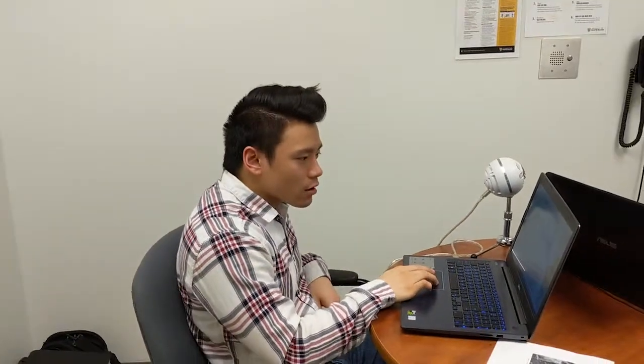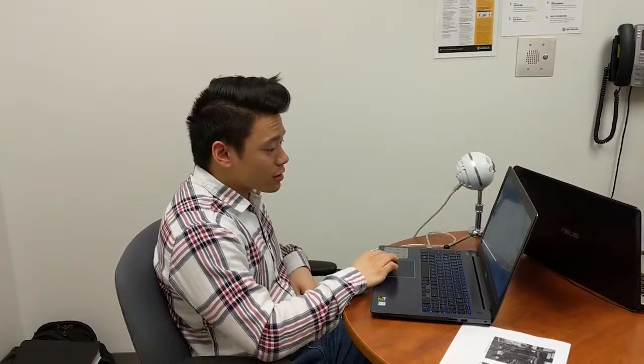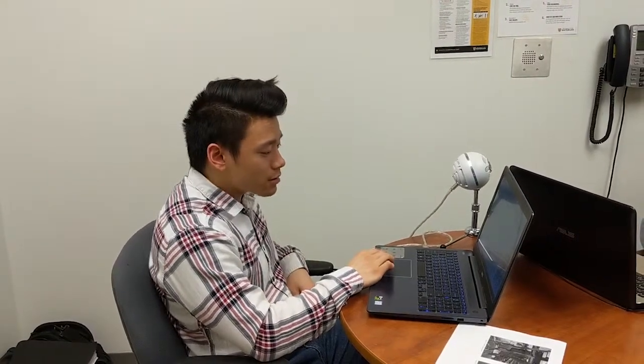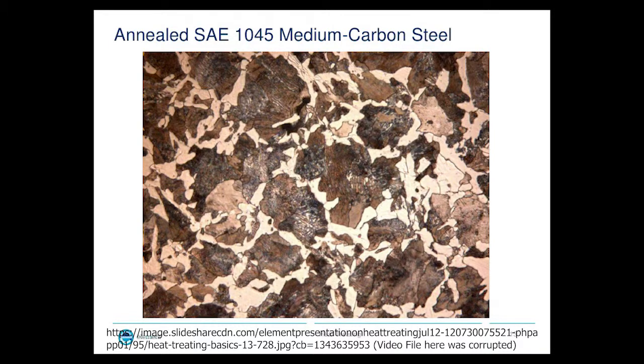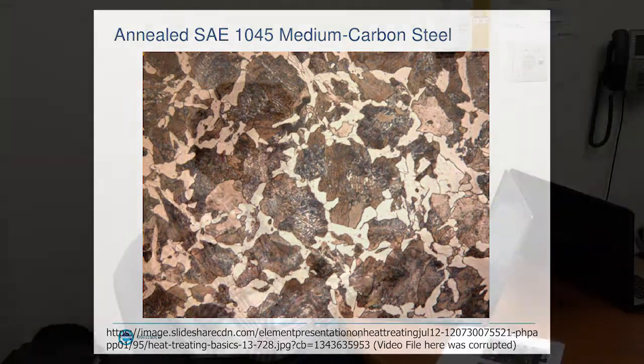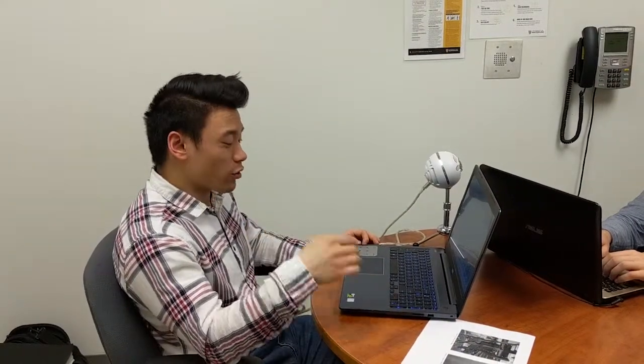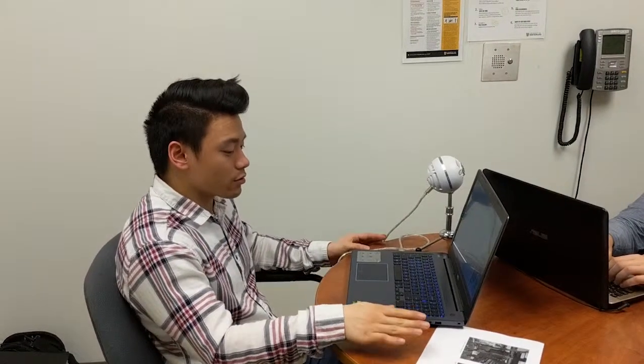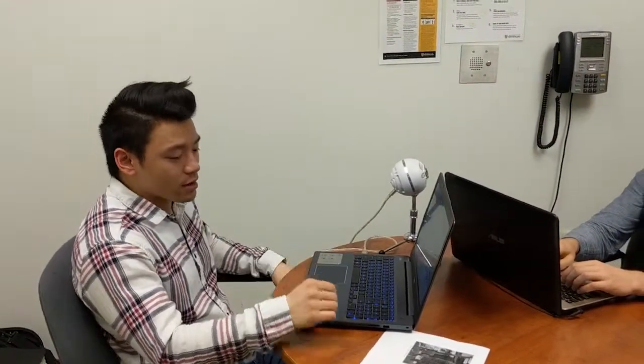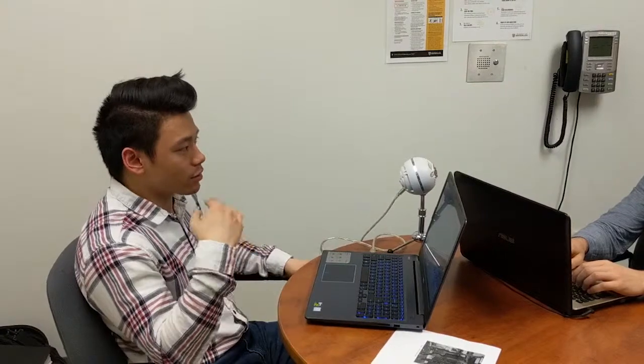So 1045 is generally a medium carbon steel, so it's probably not too soft. You could probably anneal it to make it a little bit softer. Since with this you don't want to catastrophically fail, you don't want any brittle materials. So by annealing it, you'd be able to make the shaft a little bit more ductile.